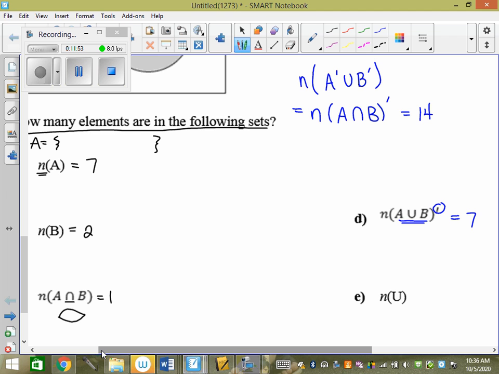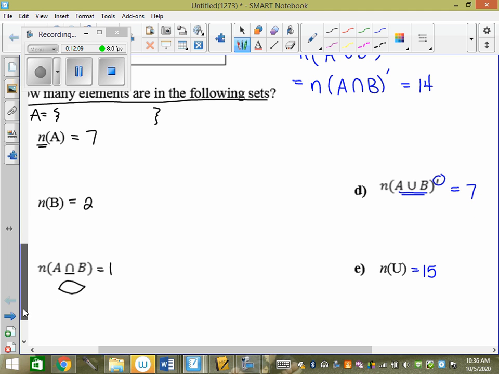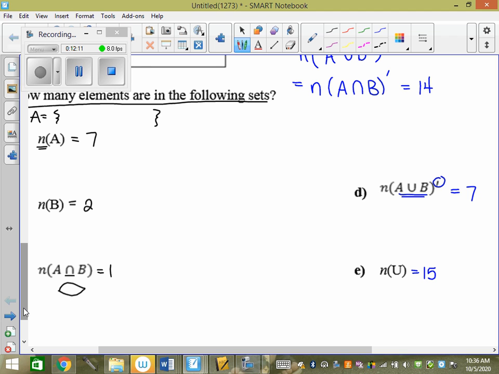Okay. n of the universal set. How many are in the universal set? 15. Because there was 14 and I was only missing one element. Exactly. Okay? So does that make sense? How you have to look, and when they're both negated, you actually have to write it outside of it?